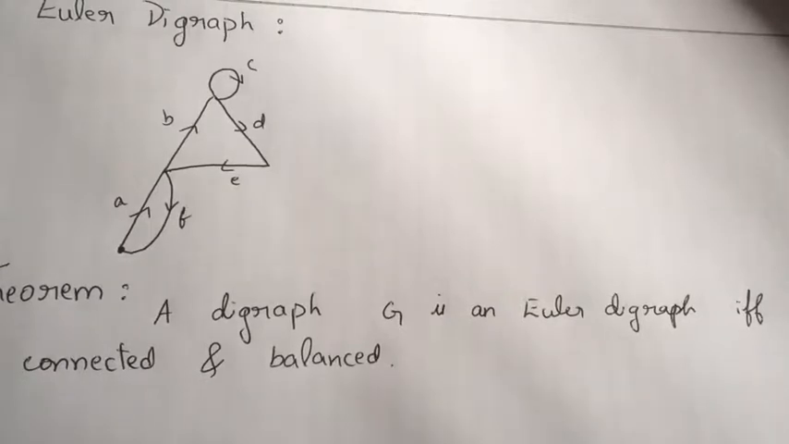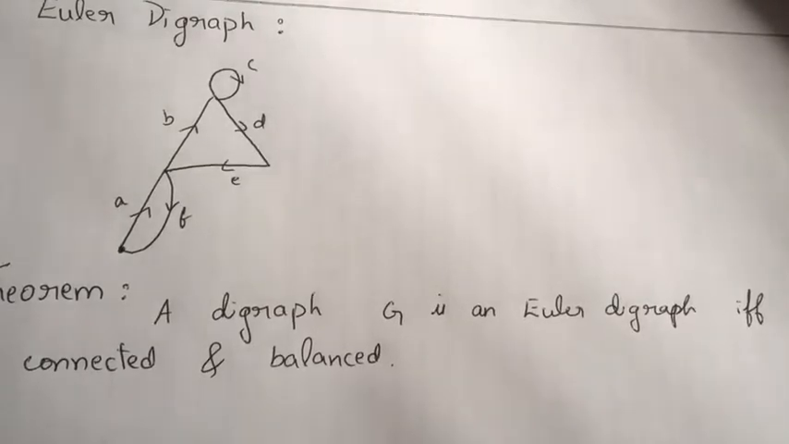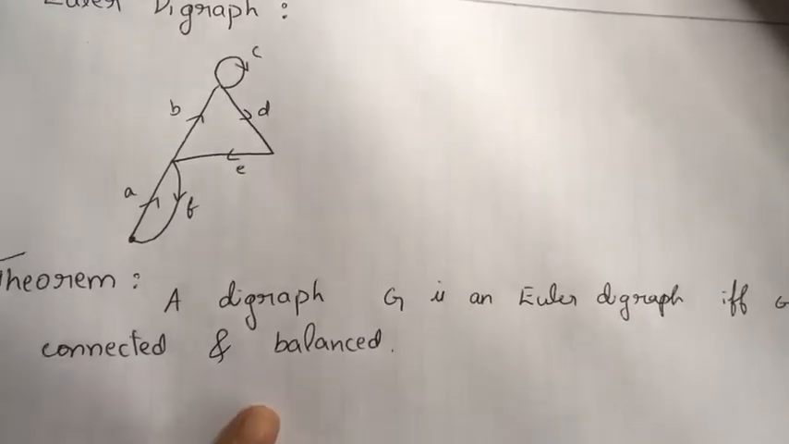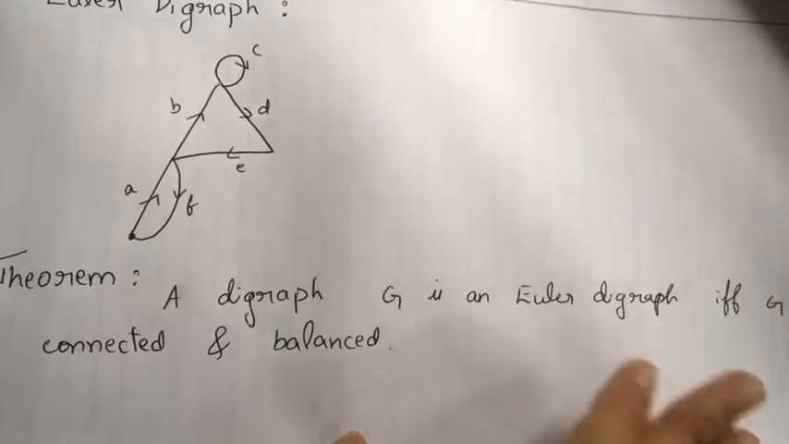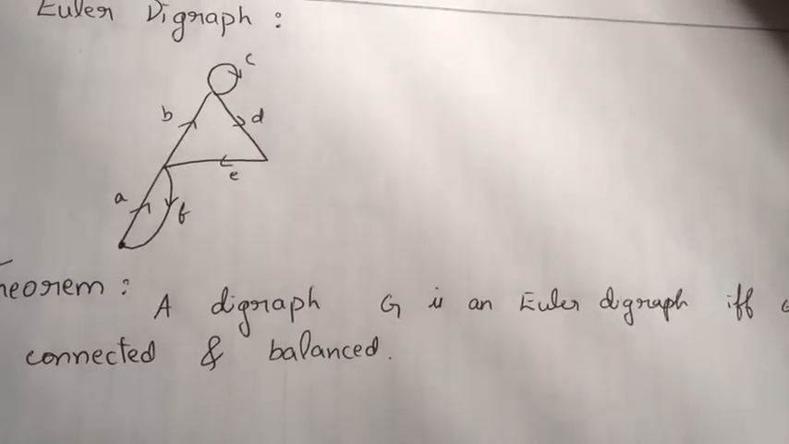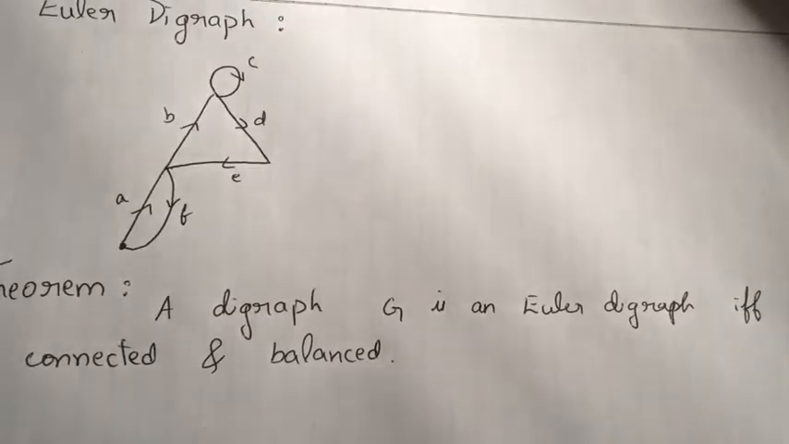So let us provide a very simple test for determining whether a digraph is an Euler digraph or not, or whether the digraph has an Euler line or not. That is by proving this theorem. A digraph G is an Euler digraph if and only if G is connected and balanced.